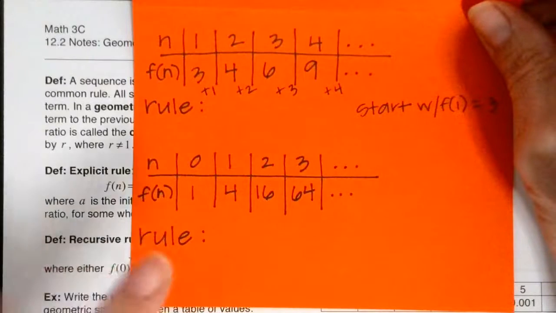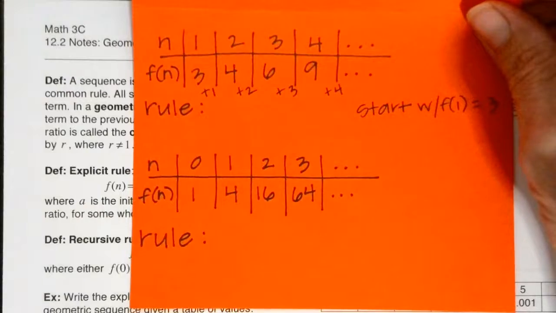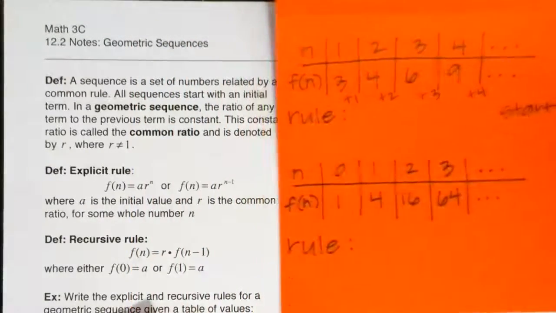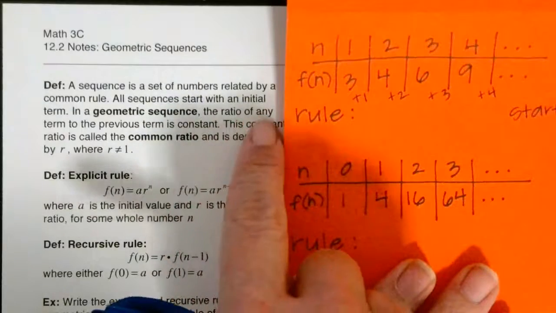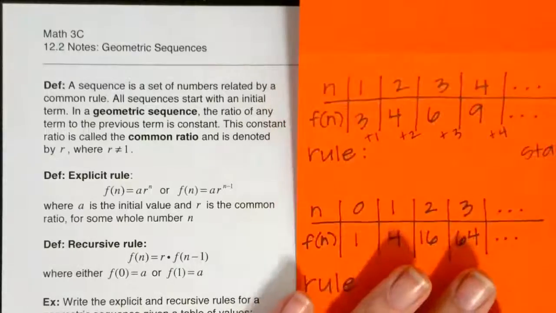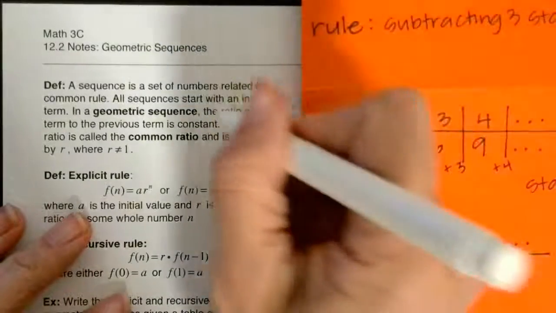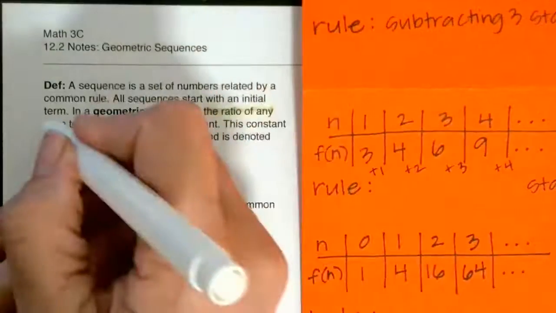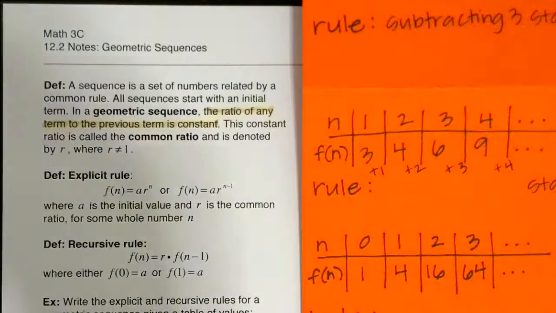Okay, and then this last little one right here is the kind that we're going to be focusing on today. This one in particular is a geometric sequence, which is the title of our notes. And if you're wondering what a geometric sequence is, it says the ratio of any term to the previous term is constant. So that is what defines a geometric sequence right here. The ratio of any term to its previous term is constant.